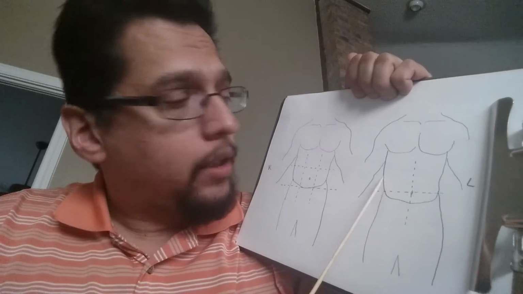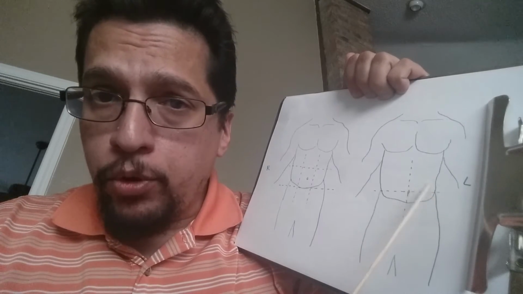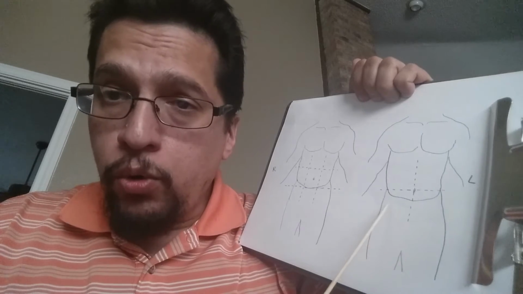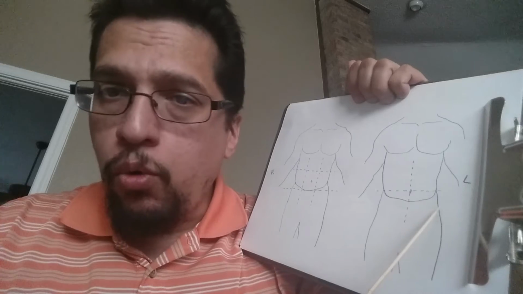We'll start up here. That would be your right upper quadrant. Up here would be your left upper quadrant. At the bottom here will be your right lower quadrant. And right over here will be your left lower quadrant.